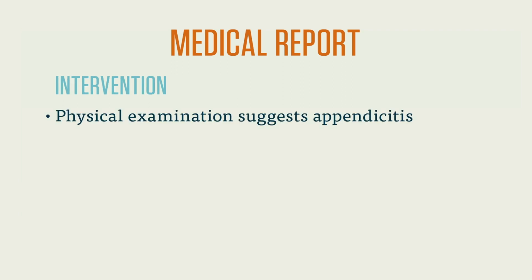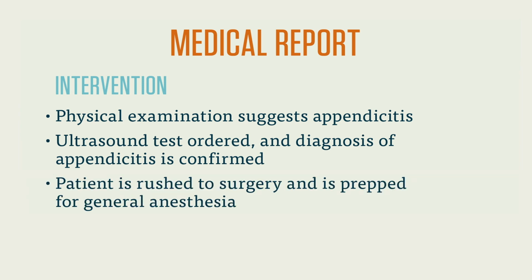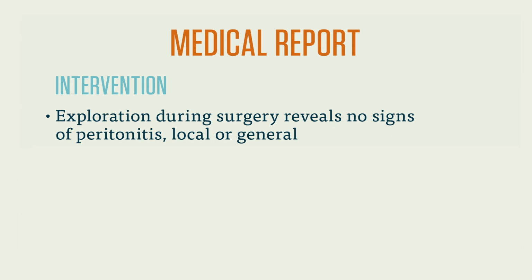Intervention. Physical examination suggests appendicitis. Ultrasound tests ordered and diagnosis of appendicitis is confirmed. Patient is rushed to surgery and is prepped for general anesthesia. Once anesthetized, patient receives appendectomy via laparoscopy. Exploration during surgery reveals no signs of peritonitis, local or general.